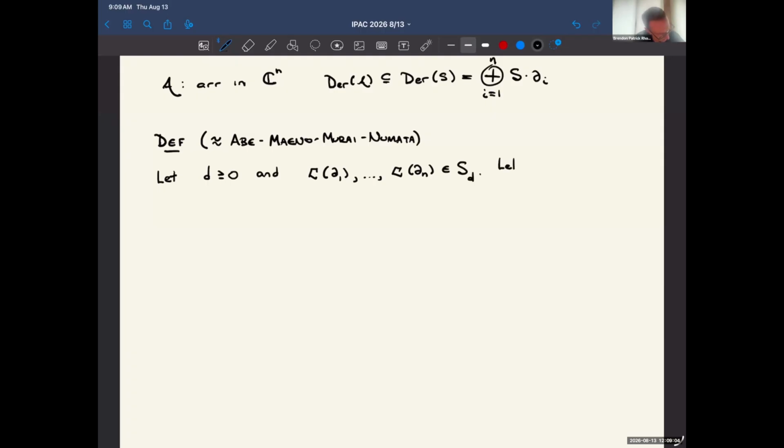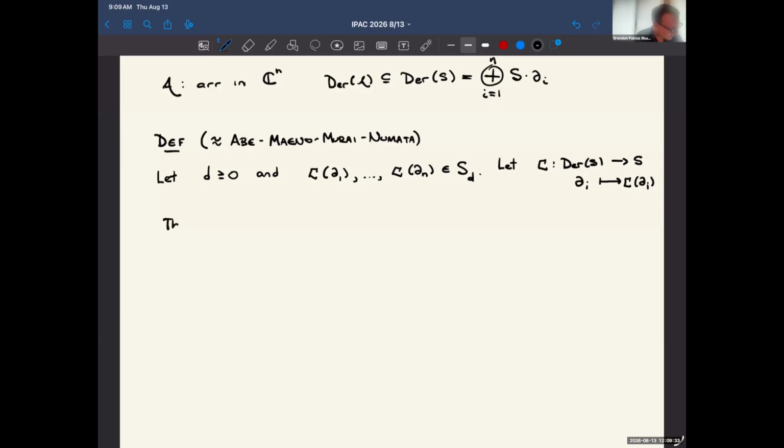So I'm going to let c from Der S to S be the S-module homomorphism that sends ∂_i to c(∂_i). And this is defined for the same reason that you can define a linear map out of a vector space by specifying its value on a basis. Nothing else going on there.